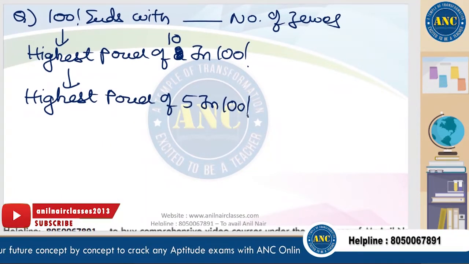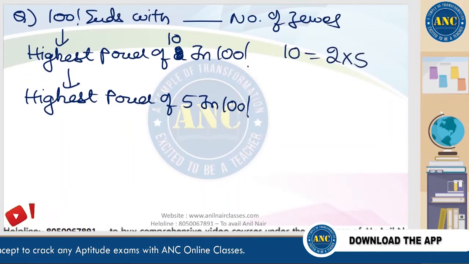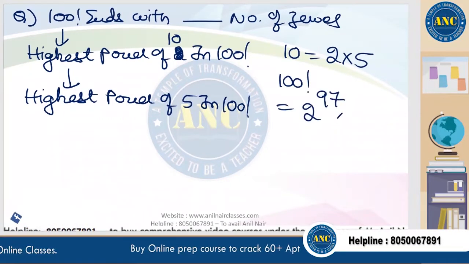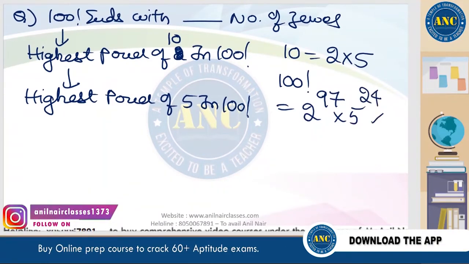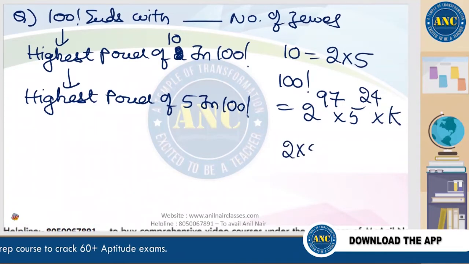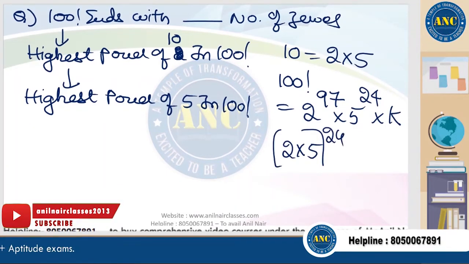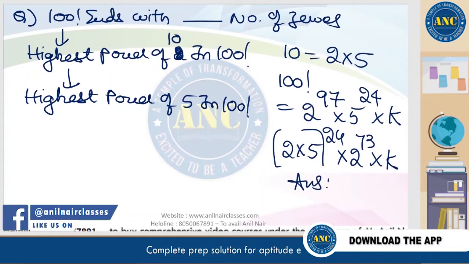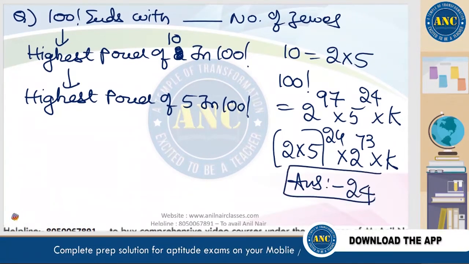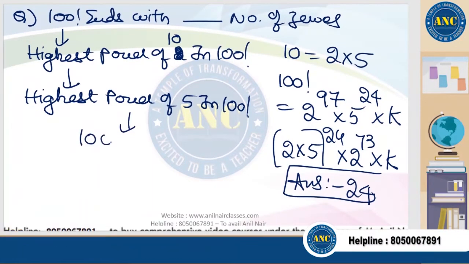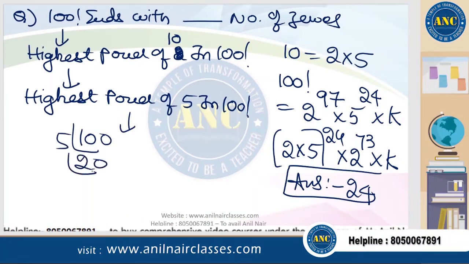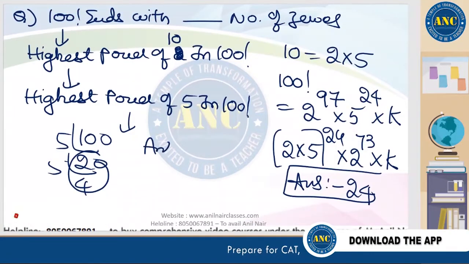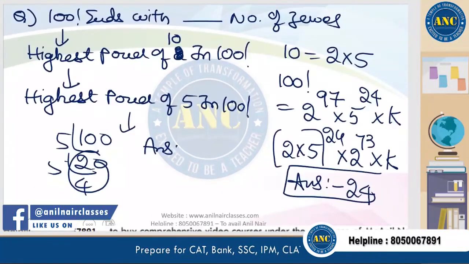Why? Because 10 is nothing but 2 into 5. For 100 factorial, we already did it many times. We got 2 power 97 into 5 power 24 into k. So 2 into 5 power 24 into 2 power 73 into k. Answer is 24. 24 is nothing but the highest power of 5: 5 twenties are 100, 5 fours are 20.